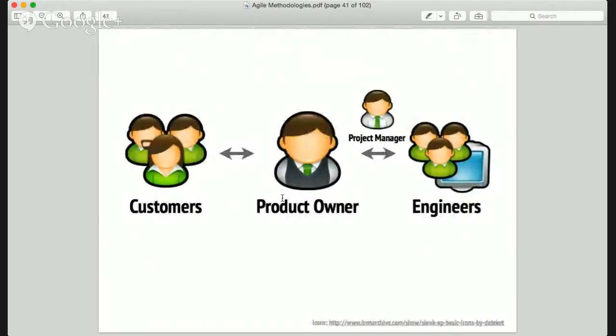let's have a show of hands. Who do you think is the most important person in this diagram? Is it the customer, the product owner, the engineer, or the product manager? Can I have a show of hands? Who thinks it's the customers? Not many people think they're important. Customers are not important. Nah, screw them. They just buy the product.